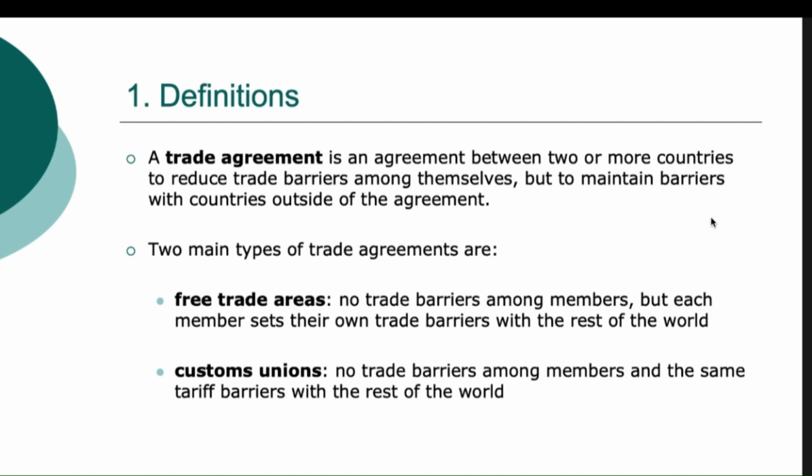Second type is different though. This is what we call a customs union. And this is again where the countries agree to have no trade barriers amongst themselves, no tariffs, no quotas. But they also agree to have the same tariffs with the rest of the world. So each country will agree, for example, okay, we're going to have a 10% tariff on imported cars, or 20% on beef, 30% on tomatoes. Now, the important thing there is that they all have to follow those same tariffs with countries outside of the agreement. So it involves an extra level of agreement. But they're both examples of trade agreements.